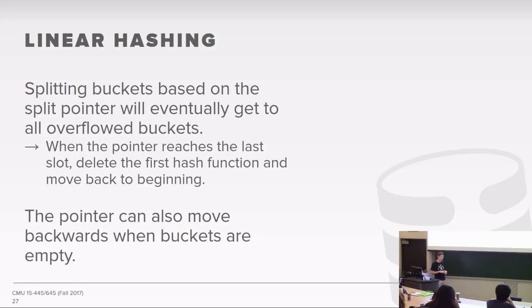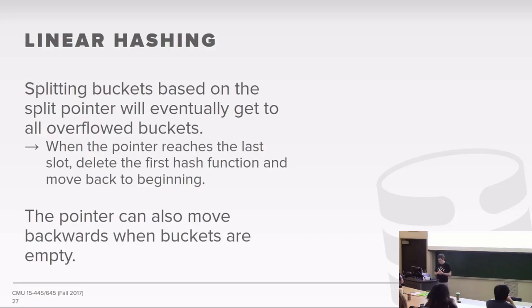So linear hashing is a clever idea. I think it was developed in the early 1980s, and I think it's used in quite a number of systems. The pointer can also move in the reverse direction, so say you have a bucket that is essentially empty, then you can go ahead and coalesce it and move the split pointer back up.